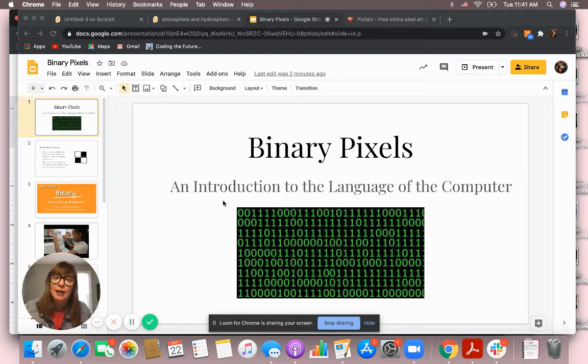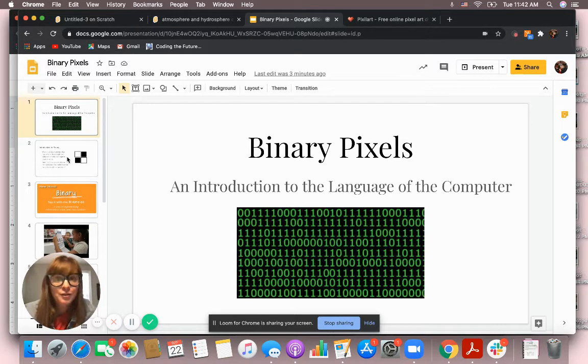And we're going to take a look at it through understanding pixels. And pixels are a part of our screen. They're the little tiny boxes that we can't really see on our screen that, when they all come together, make a visual image. So we're going to dig in today and look at how binary images are made.